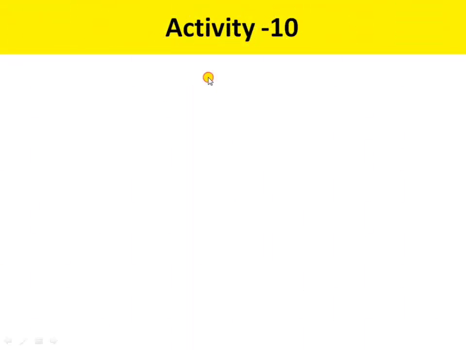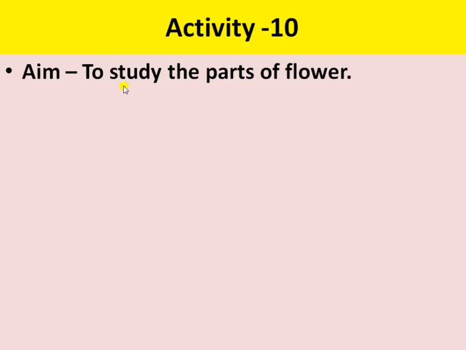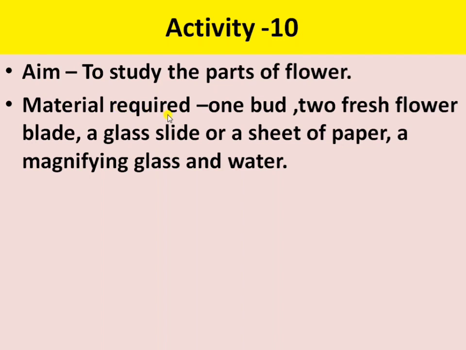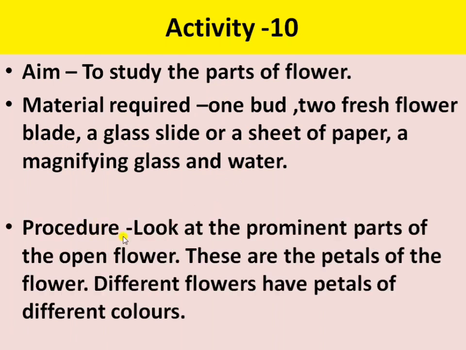Moving on to our next topic, that is activity number 10. The aim of this activity is to study the parts of the flower. The materials required are one bud, two fresh flowers, a blade, a glass slide or a sheet of paper, a magnifying glass, and some water.